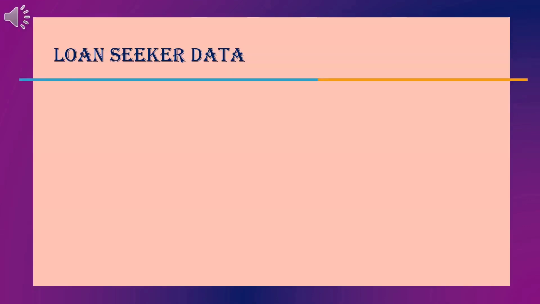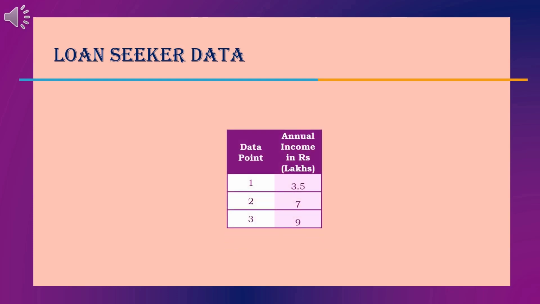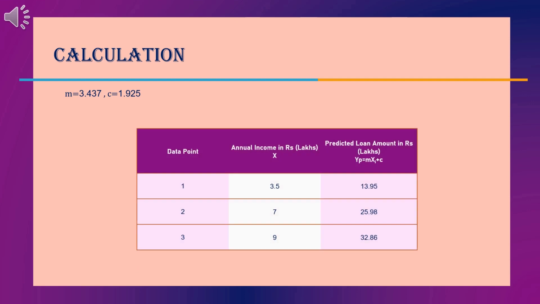Let's predict the loan amount to be sanctioned for 3 different loan seekers' data. One with low income, one with medium income, and the third one with high income. For the trained regression model, the final slope value at the 1000th iteration is 3.437 and the final intercept is 1.925. The loan amount to be sanctioned is predicted with these m and c values and shown in the table.